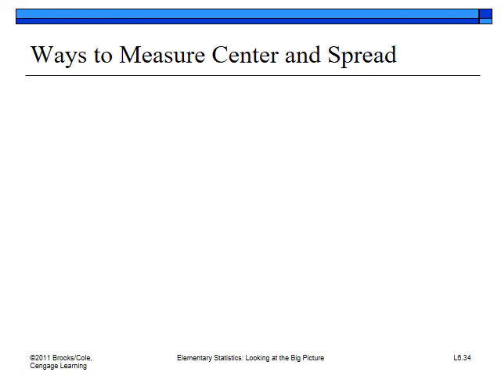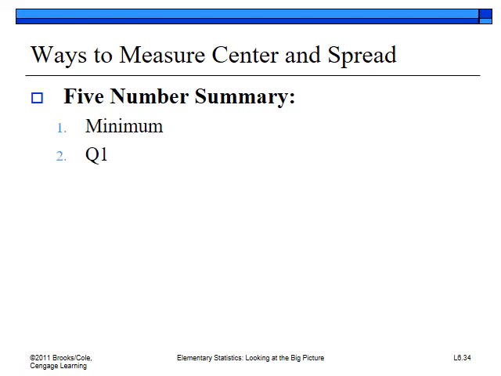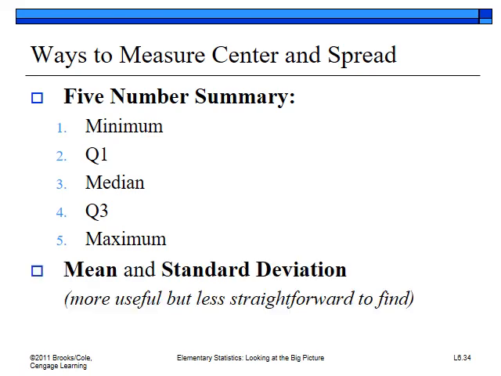So if we want to summarize a quantitative variable in a way that indicates both its center and its spread, one way to do that is with the 5-number summary, which includes the minimum value, the first quartile, the median, the third quartile, and the maximum value. A second method for summarizing a quantitative variable indicating both center and spread is to use the mean and the standard deviation. For us, those are going to be more useful, but overall tougher to find. We'll save those for the next section.